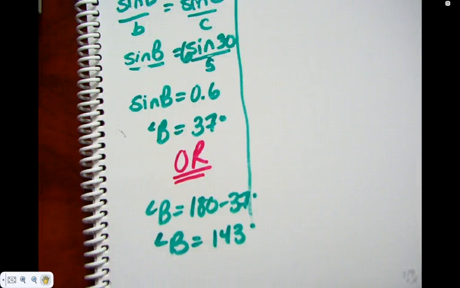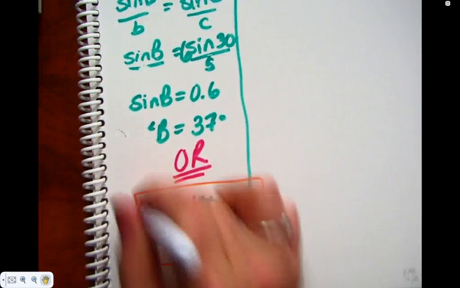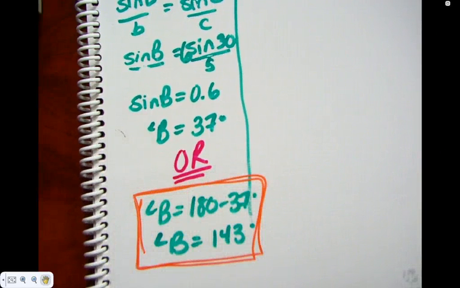I'm going to highlight these last two steps. That's the only thing that's different because of this ambiguous case. It's going to be with sine law. Whenever you're finding an angle, just check if there's a second solution.